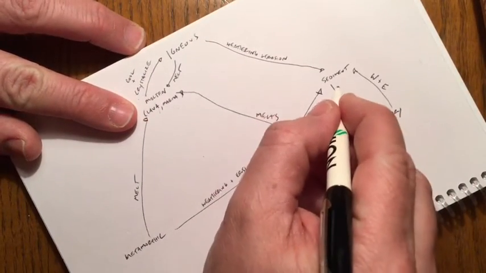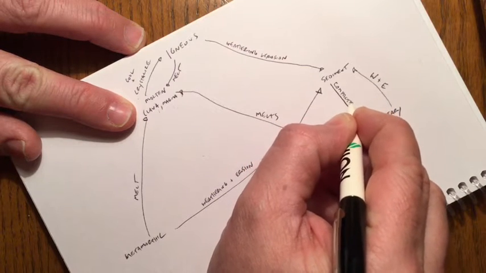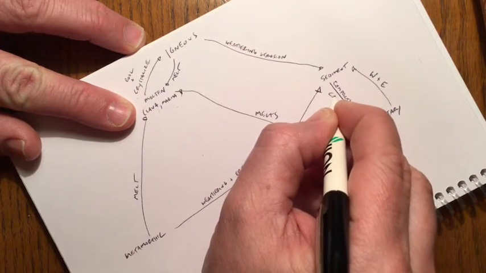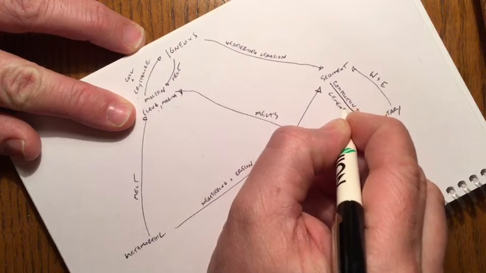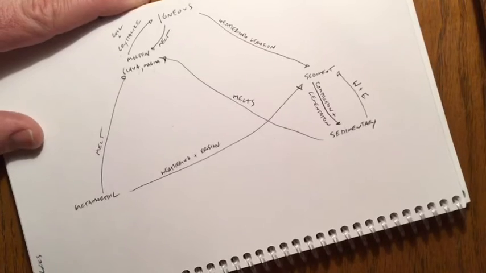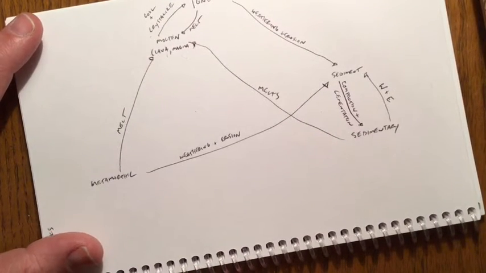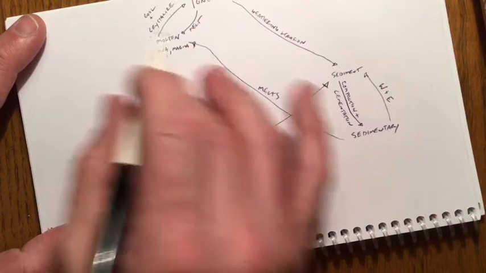Sediment becomes sedimentary through compaction and cementation. So sediment goes through compaction and cementation to become sedimentary. That's kind of smushing down. And there's only one kind of rock left now.